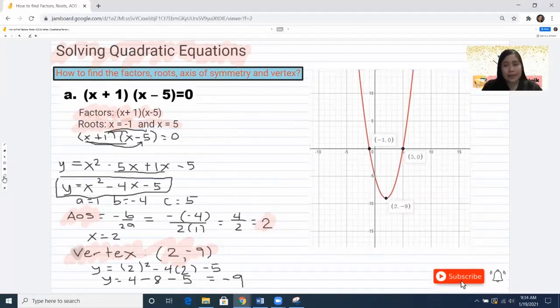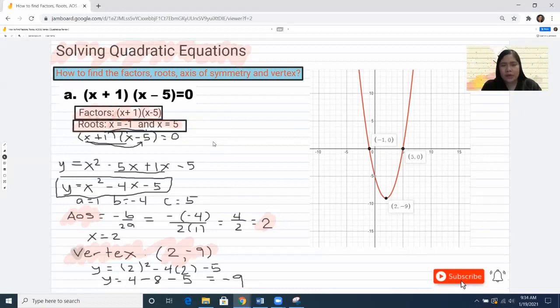So this graph will also help us confirm our answer. So the factors are right. We have x plus 1, then x minus 5. And then the roots are the points touched by our graph on the x-axis. We have negative 1 and 5. Yippee! So we got them right. So let us highlight them also. Let us highlight our roots.